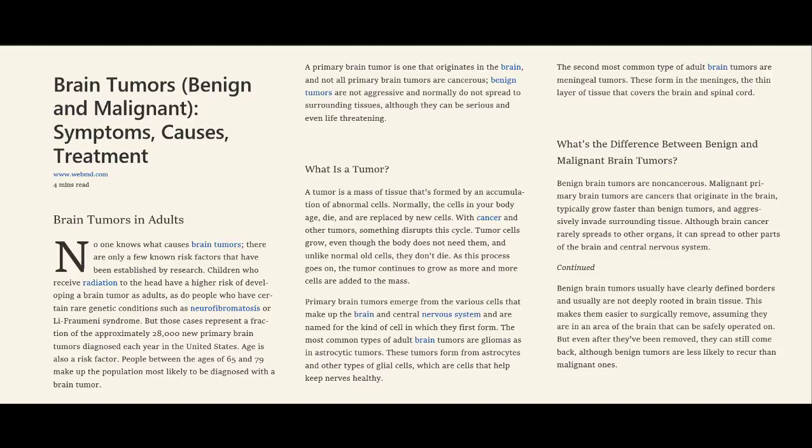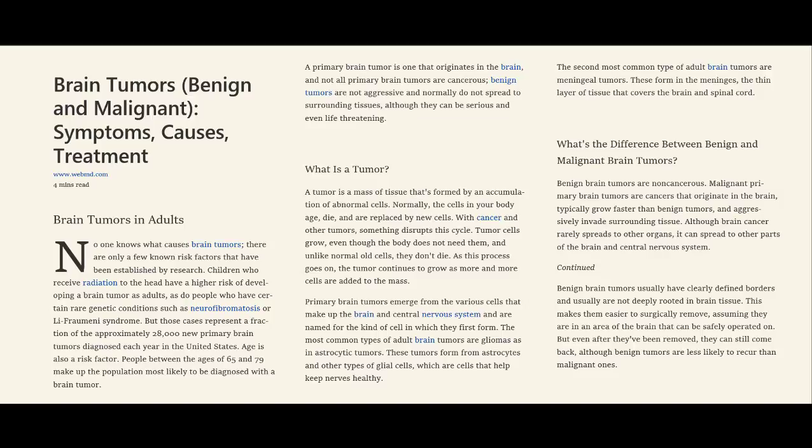But those cases represent a fraction of the approximately 28,000 new primary brain tumors diagnosed each year in the United States. Age is also a risk factor. People between the ages of 65 and 79 make up the population most likely to be diagnosed with a brain tumor. A primary brain tumor is one that originates in the brain, and not all primary brain tumors are cancerous.